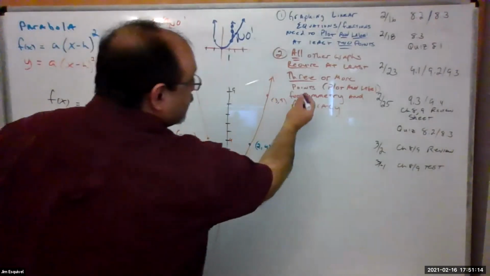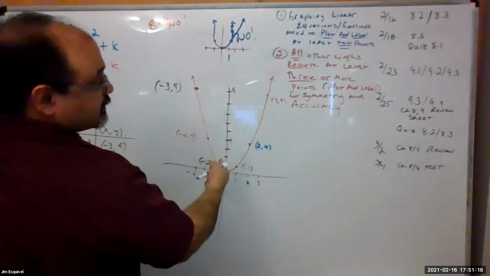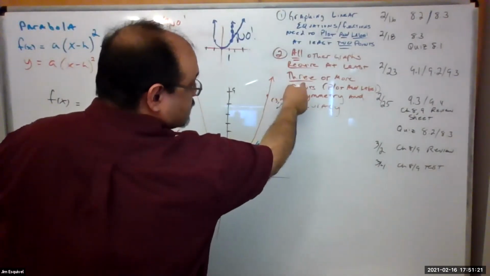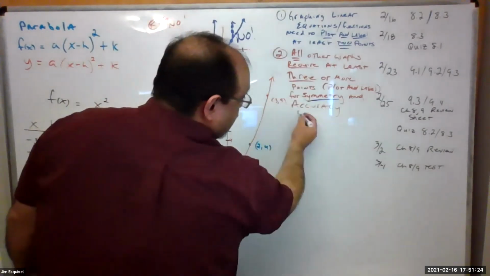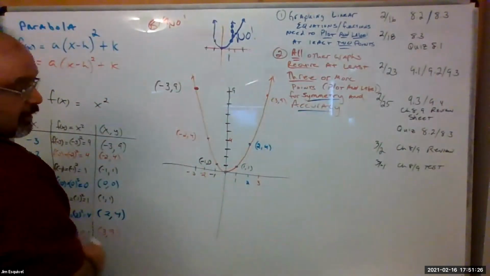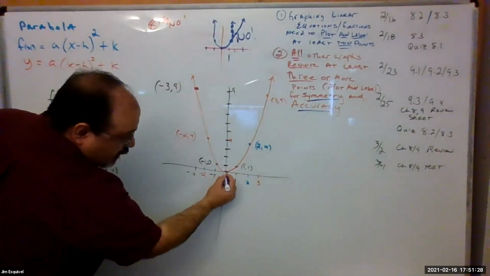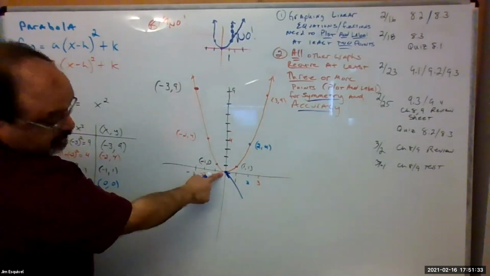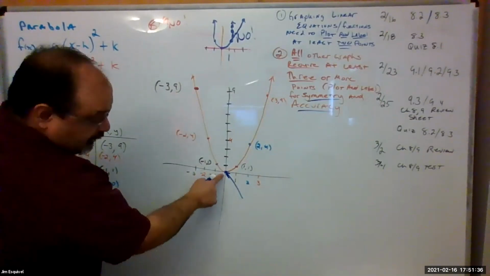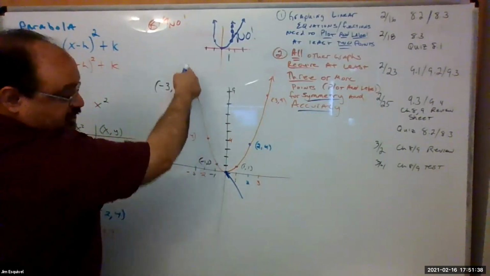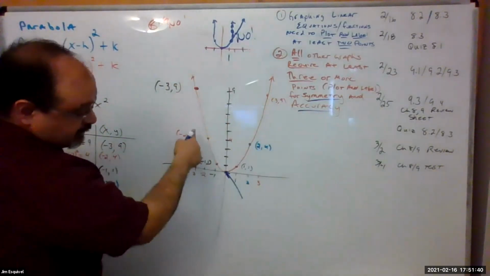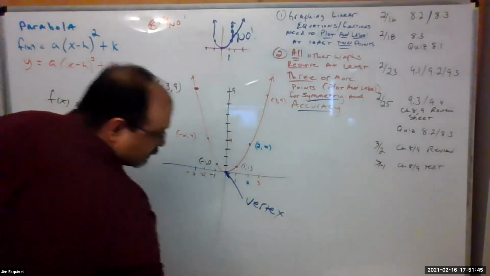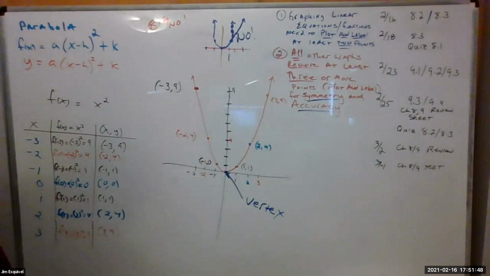That's why I say when you graph these other graphs, you want at least 3 or more points for symmetry and accuracy. The most important point you're going to plot is this guy. Now, again, when it's here at the origin, you don't have to label it. But this guy right here, where it changes from decreasing to increasing, that's the vertex. That's the vertex of the parabola.